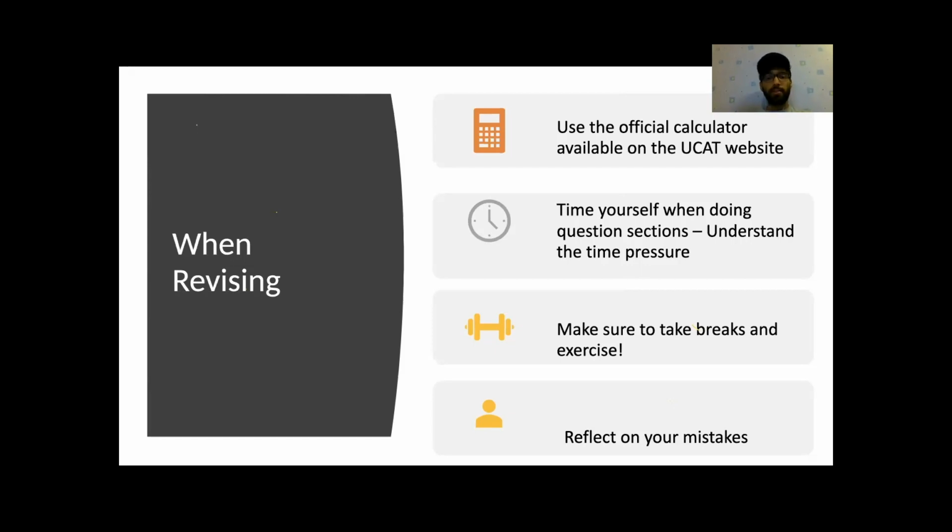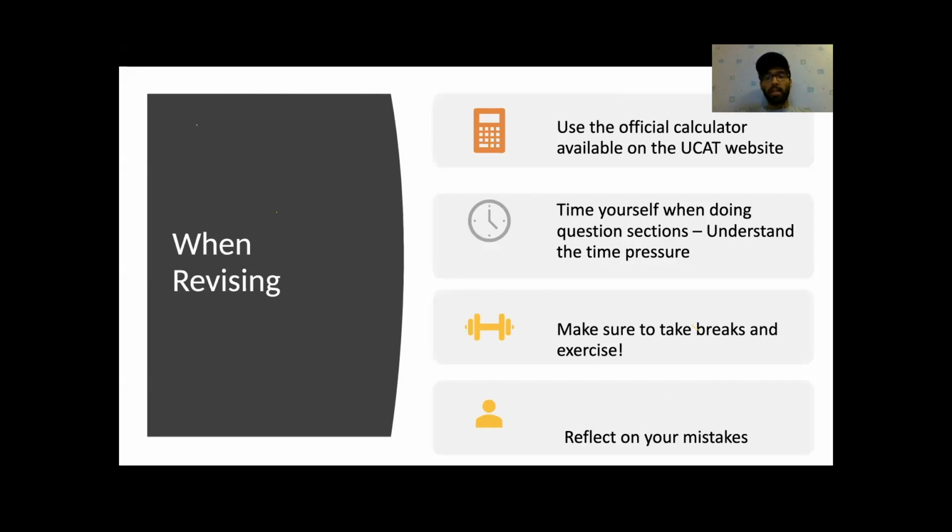Timing is very important. This whole test is effectively just trying to see how well you can work under time pressure. Can you get to the right answer? So you want to make sure that you are sticking to a time limit when you're revising, and you can work out roughly how much time you get per question just by dividing the number of questions per minute. But obviously give yourself some time to maybe, say for the verbal reasoning section, read the passage and understand it.